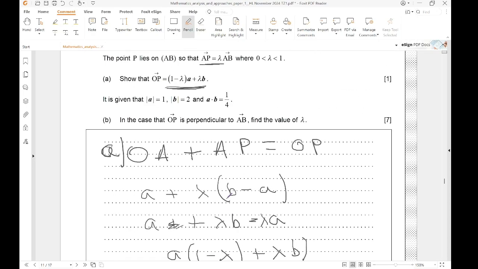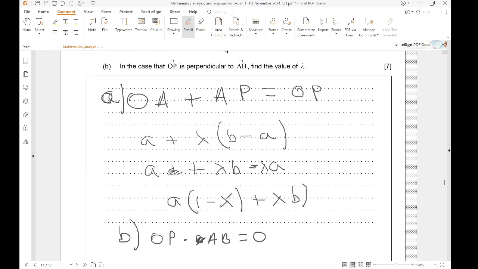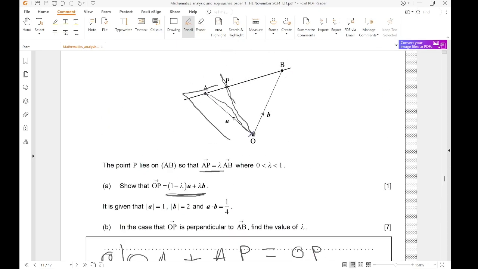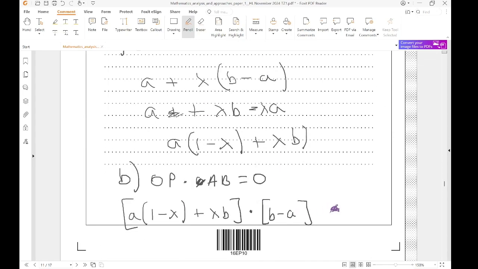OP we got as 1 minus lambda a plus lambda b, right? This is our OP, dotted with AB, which is b minus a. We got b minus a because AB is minus a plus b. So that's b minus a, and this dot product is equal to 0.